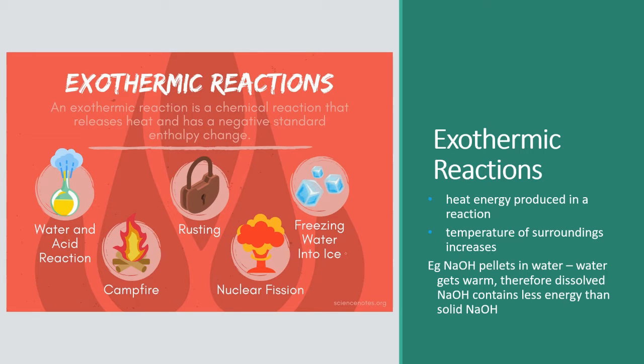So more about exothermic reactions. A chemical reaction that releases heat and has a negative standard enthalpy change. So water and acid reaction, a fire, rusting, nuclear fission, that's a big explosive reaction, freezing water into ice. So heat energy is produced by the reaction and the temperature of the surroundings increases.